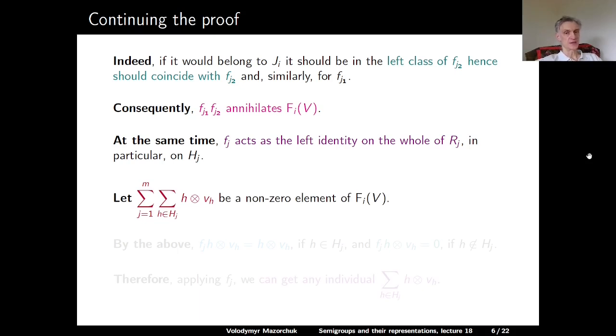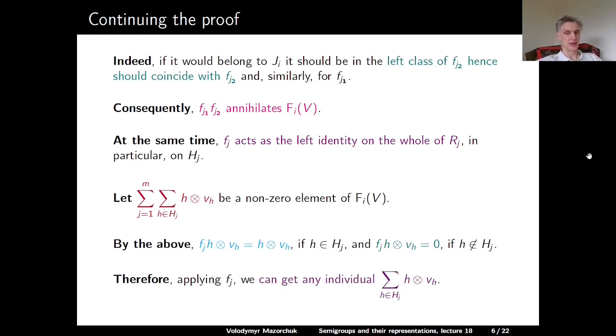Now consider the element of the module Fi of v which looks as follows. We just take an element in the general form: sum over all j between 1 and m, then sum over all h in Hj, and then we take h tensor some element vh in v. By the above, if we multiply Fj with a summand h tensor vh, we get the summand back if h belongs to Hj, and we get 0 if h doesn't belong to Hj. So multiplying with different Fj's, we can get all individual elements of the form sum over all h in Hj, h tensor vh.